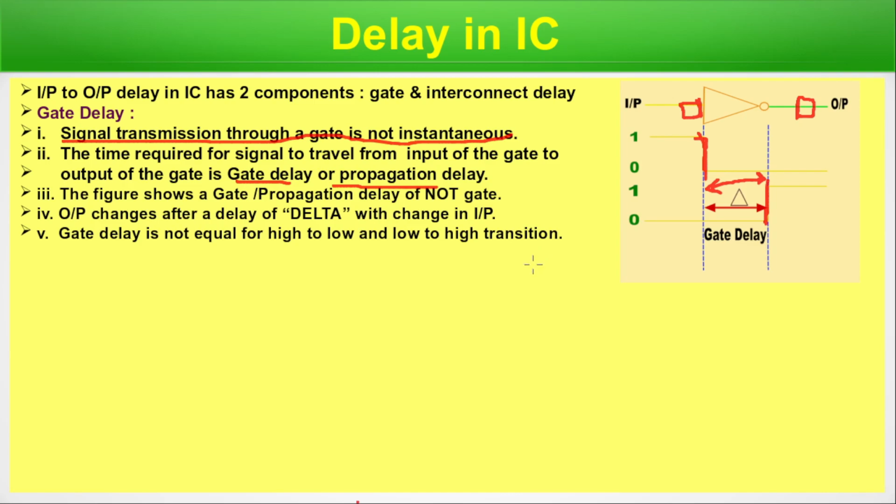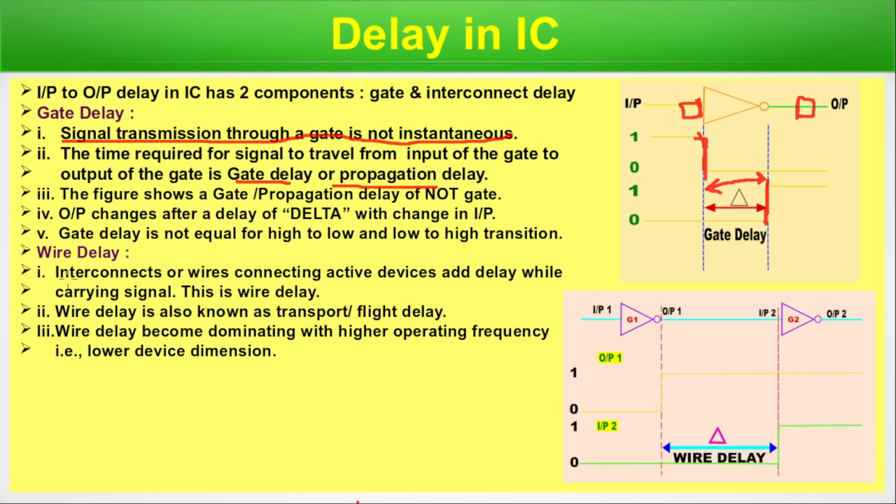Now, let's move to wire delay. Interconnects or wires connecting active devices add delay while carrying a signal. Between two gates, gate 1 and gate 2, they are connected by a wire. When a signal is applied here, we get the desired output, but it will not reach from this point to that point instantaneously. We know why: interconnects add delay because of their parasitic effects. So there is a finite time, denoted by this delta. That is the wire delay. Wire delay is also known as transport or flight delay.